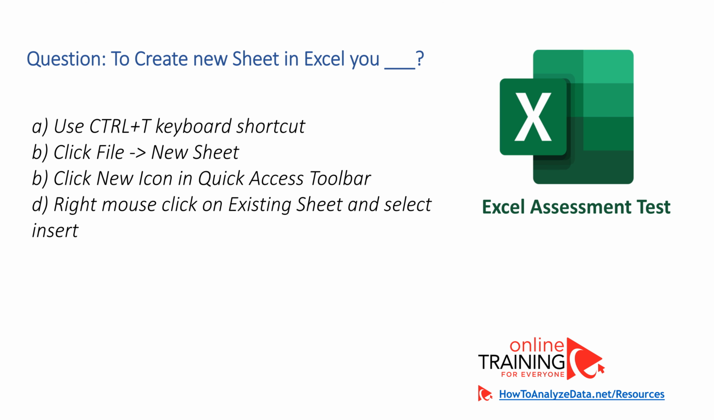Here is the variation of this question, which provides you with the different choices. To create new sheet in Excel, you use Ctrl-T keyboard shortcut. Click File, New Sheet. Click New Icon on the Quick Access toolbar, or right mouse click on existing sheet and select Insert. Let's use exclusion to answer this question correctly.